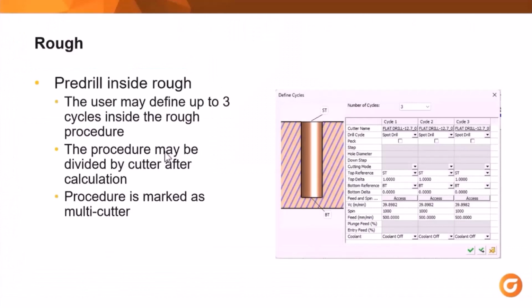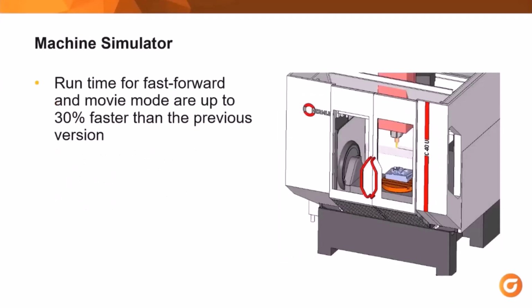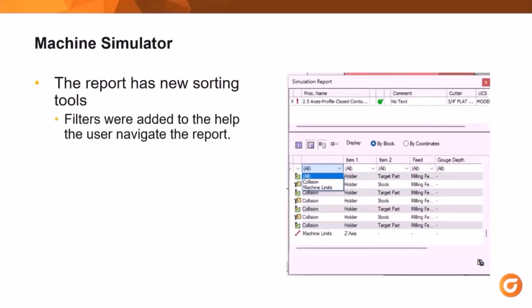Let's see what's next. Next is the machine simulator. The runtime for fast forward and movie mode are up to 30% faster than the previous version. The simulator report has also been updated. It has new sorting tools. Filters were added to help the user navigate the report.